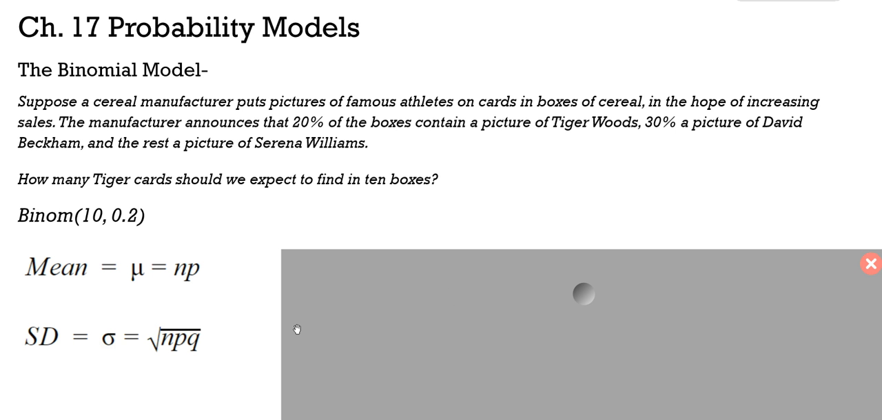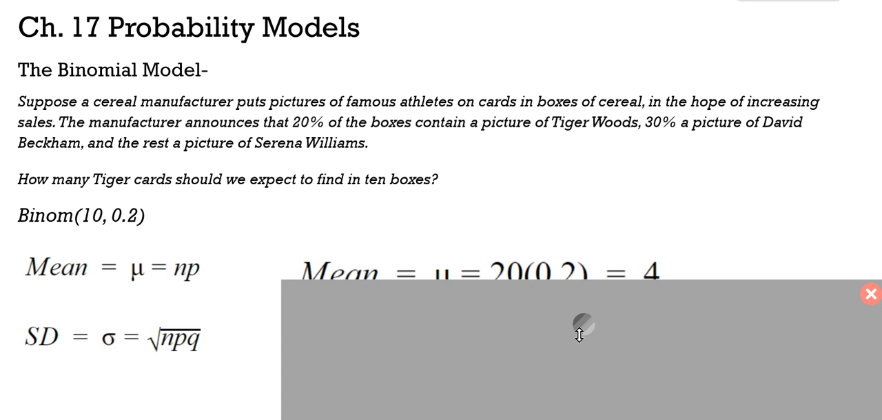So if we have 10 trials and we have a probability of success of 0.2, it shouldn't be all that complex to say n times p: however many trials times the probability of success. Standard deviation is the square root of n times p times q. If you're dying to know the derivation of that, I believe it does get explained in your book. I don't think they're going to ask you for it on the test. So if you really are into where these things come from, I think it's in the book. I'm not going to go through it here.